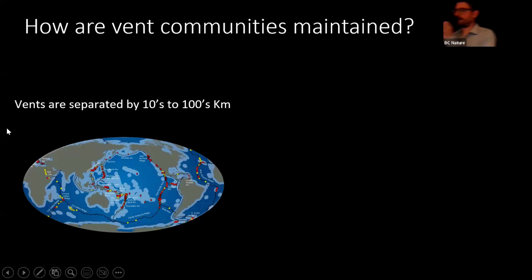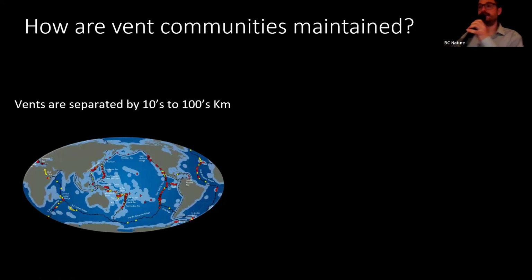Okay, and how do these animals find all these communities down there in the deep sea? Here I show you again the map showing all the distribution of hydrothermal vents. And so here you can see a lot of points that are relatively close one to another, but actually all these points are separated by 10 to hundreds of kilometers.